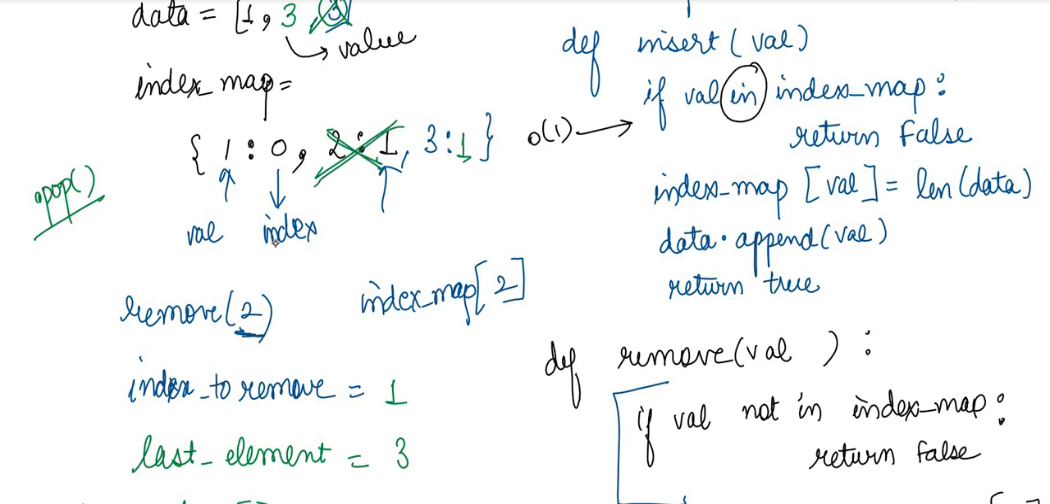Got it? So delete in dictionary is order of 1 time, and pop in data is order of 1 time. You don't have to traverse the whole list. So to avoid that, whichever element we want to remove, at that index we store the last element, and then we remove the last element. We update the index of the last element with the index that we are going to remove. I hope you have understood this. This will take order of 1 time.